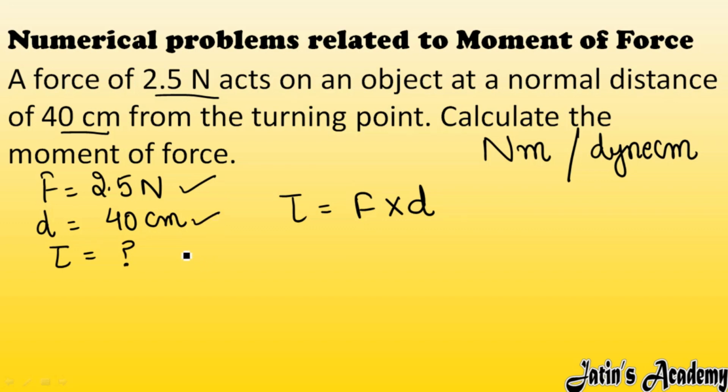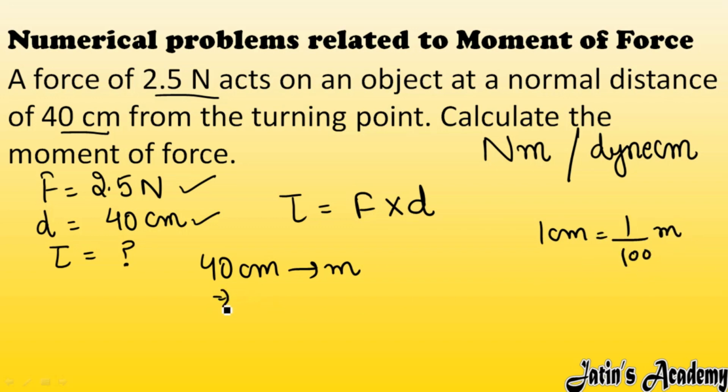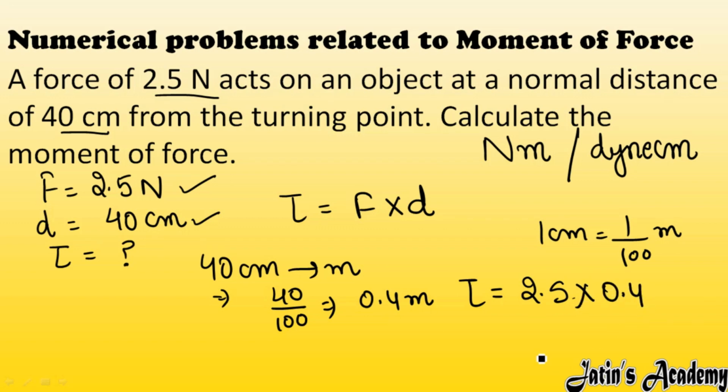So can we convert the CGS unit into SI? Means can we convert 40 centimeter into meter? Yes, easily we can convert. As we know, 1 centimeter is 1 by 100 meter. So just convert it: 40 divided by 100 is 0.4 meter. So torque is equal to force, which is 2.5 Newton, multiply distance, which is 0.4. When you solve 2.5 multiply 0.4, you will get torque equal to 1 Newton meter. So here torque or moment of force is 1 Newton meter.